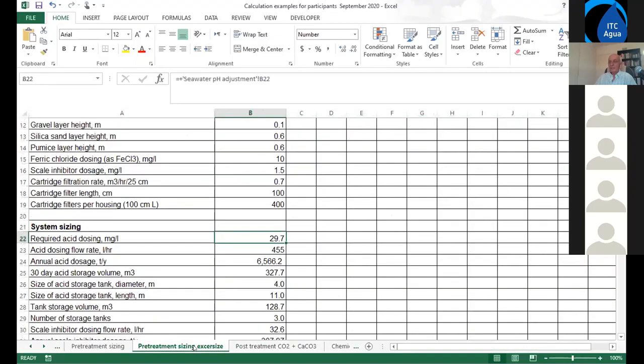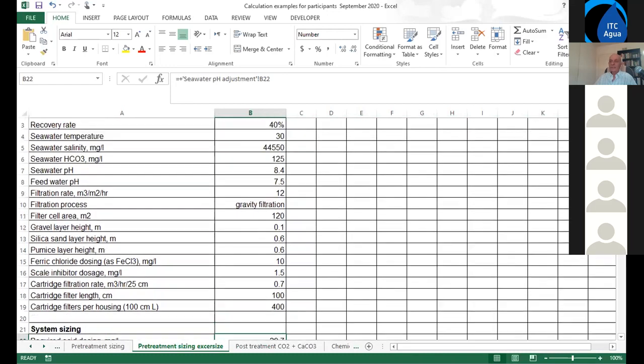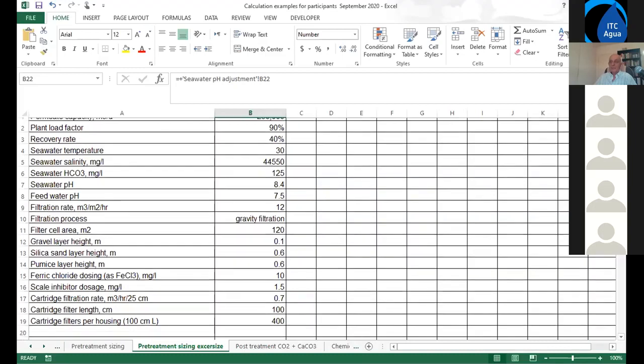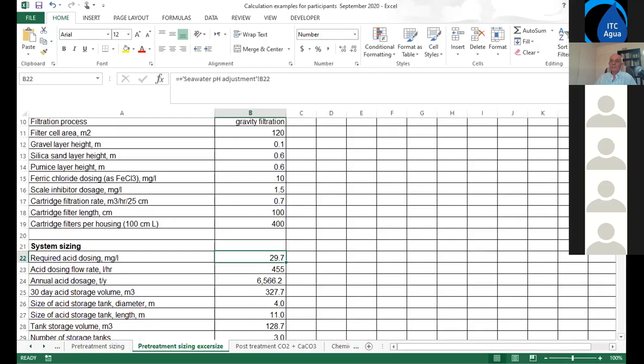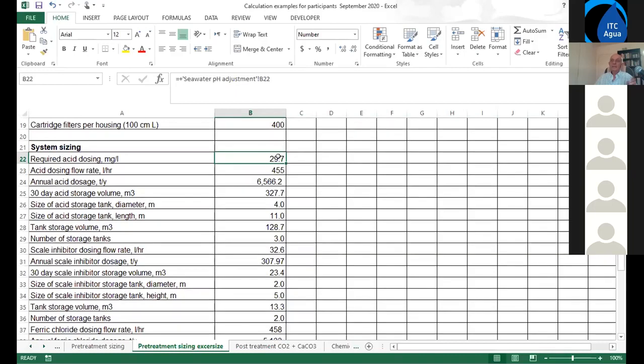Now, let me see the pretreatment sizing exercise. This is the exercise which we were given in days, based on a 250,000 cubic meter per day seawater system, recovery rate 40%, using gravity filtration. And we have the height of all the levels. As you can see, the required acid dosing is taken from the spreadsheet where you have the acid dosing calculation, and this is also the flow rate with pretreatment sizing. You can follow up using the other spreadsheet. If you have any question, let me know, and tomorrow we can discuss this.